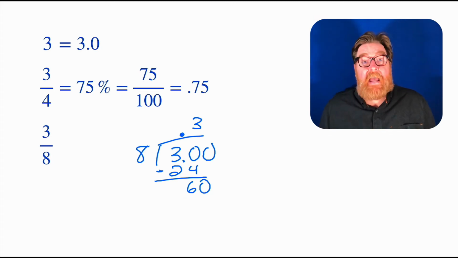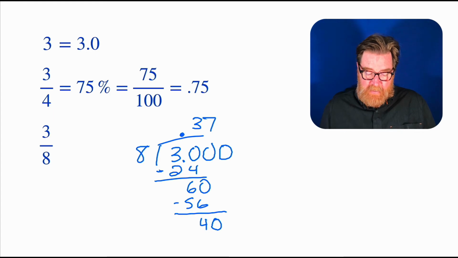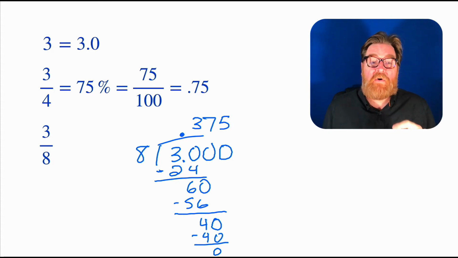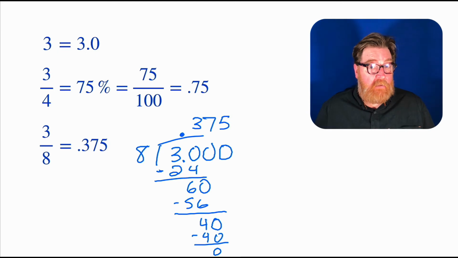Bring that down. 8 goes into 60. Yep. 7 times. Subtract that. Okay, not done dividing, so let me keep going. And 8 goes into 40 5 times. Ooh, and look at that. I get 0. I'm done. So 3/8 is really 0.375 as a decimal. Looking okay?